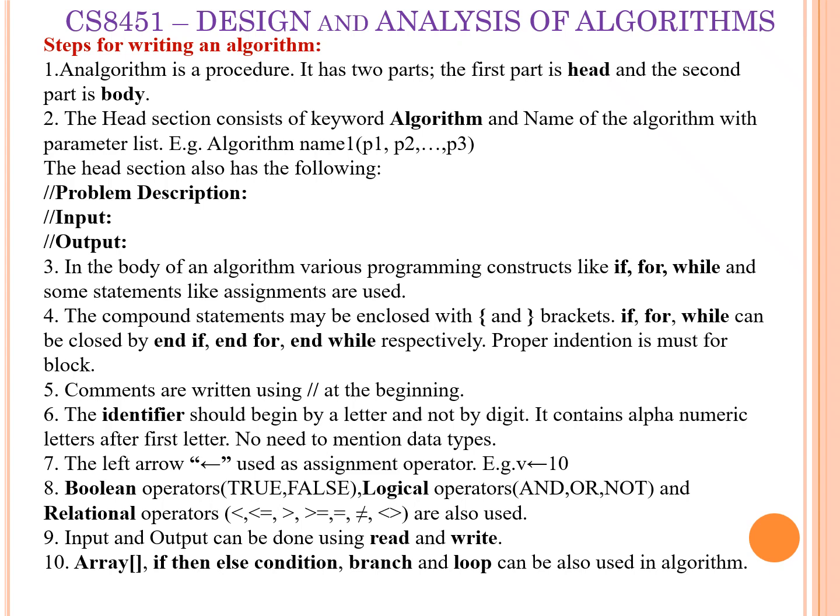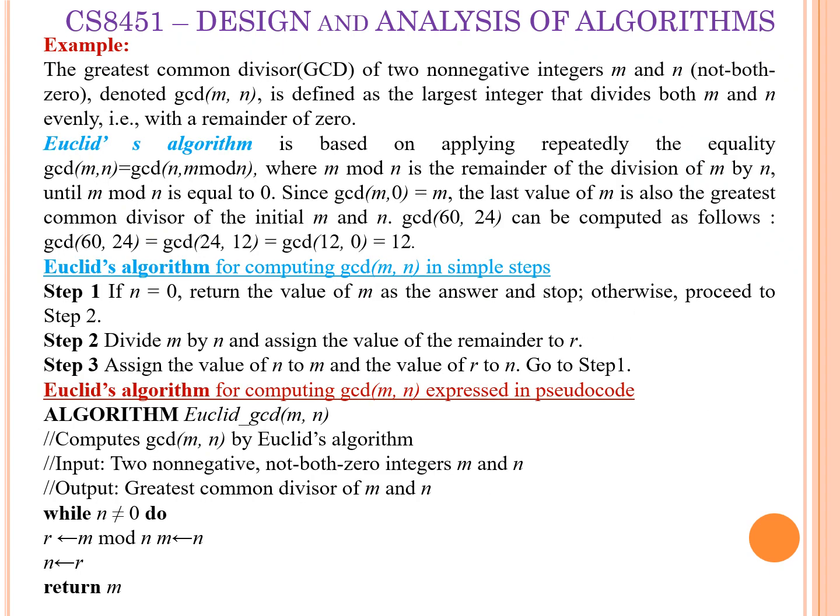So it should have a head section and then a body section. The head section should contain the algorithm keyword and the user defined name for the algorithm, and the body section can contain the conditions, assignments, the various loops, conditional statements and the procedures to be followed. So this is how we can write the algorithm.